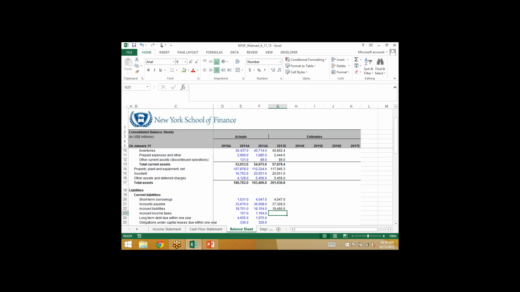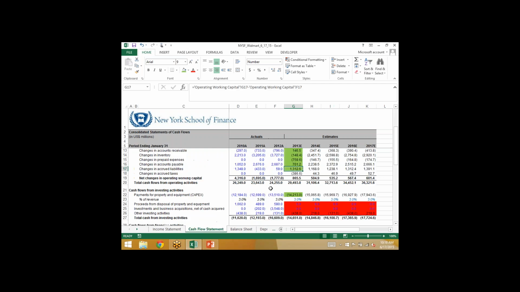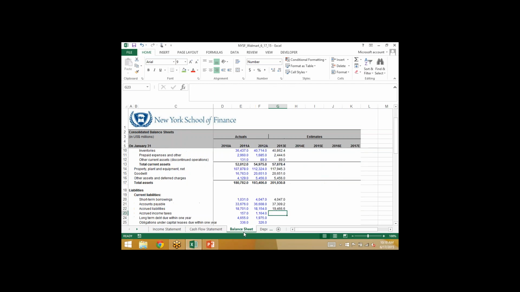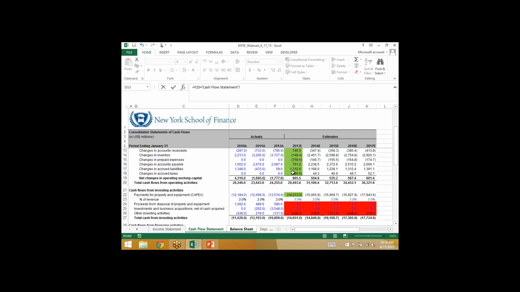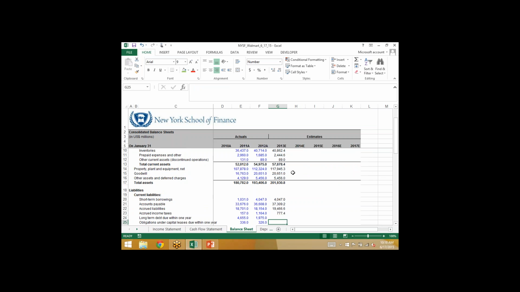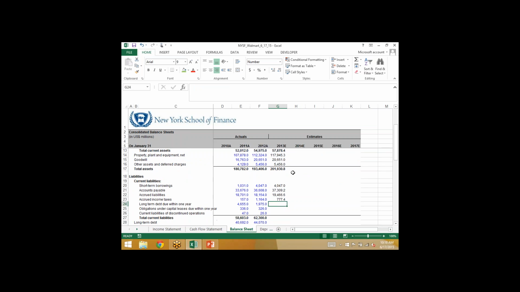Okay, accrued income taxes. Changes in accrued income taxes. So accrued income taxes is a minus. Should that increase or reduce our balance? Reduce. So year before plus cash flow statement changes in accrued taxes. How about long-term debt due within a year?